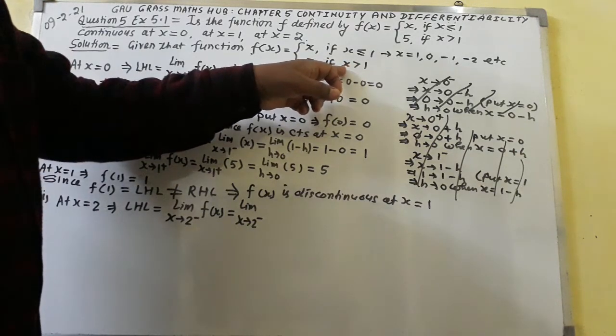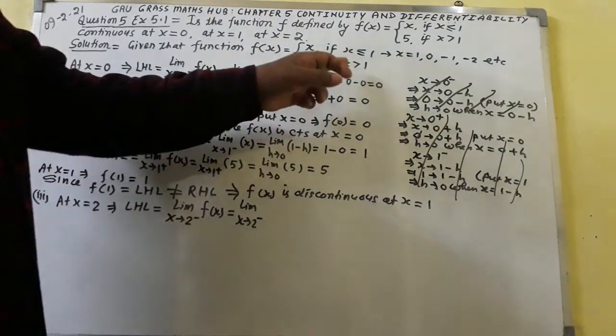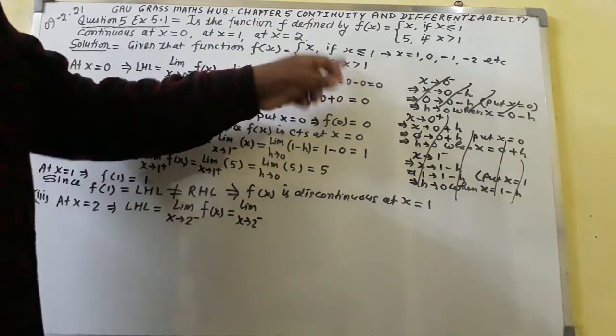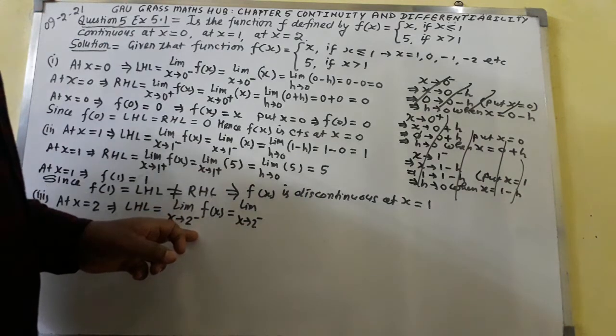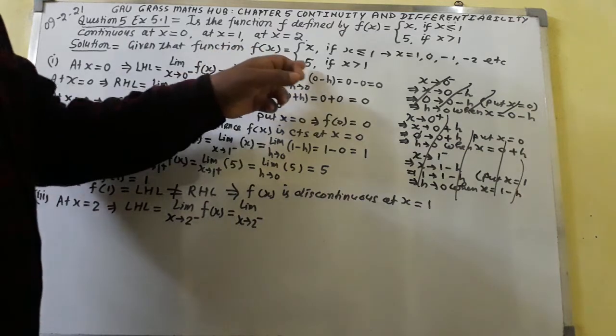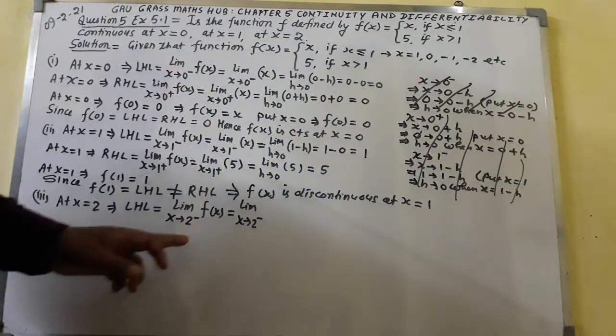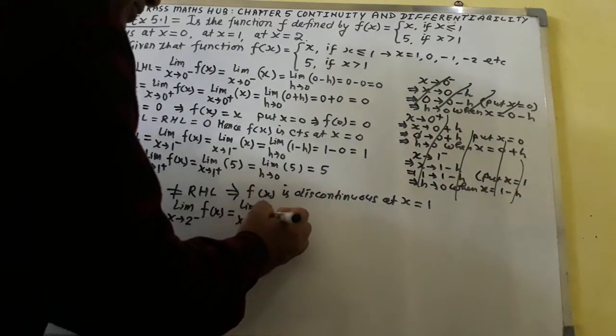Less than 2, 2.5 will come here. The value of x must be greater than 1 or less than 2. You can take 2.5 here. So the function will be f of x equal to 5. So here I shall write f of x equal to 5.